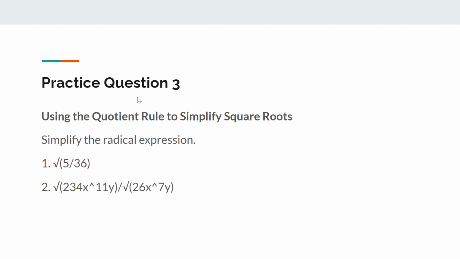For the third practice question, using the quotient rule to simplify square roots. Simplify the radical expression. I'll give you guys 30 seconds again for this question, starting from now.